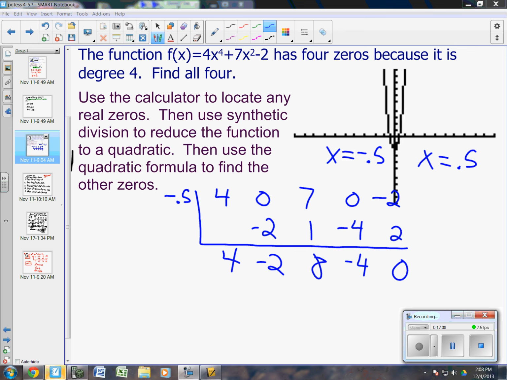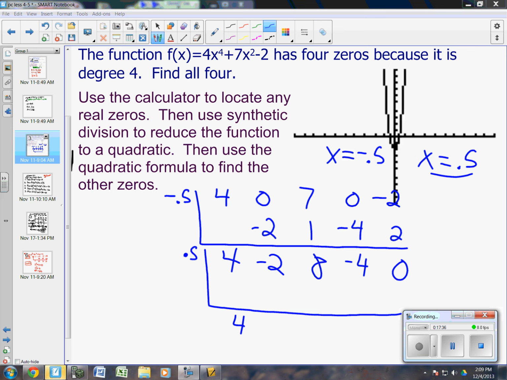Look how easy this is. Now, this is my 4th degree polynomial reduced. This is 4x cubed, I want all eyes to see this right here. This is 4x cubed minus 2x squared plus 8x minus 4. I don't need to write it out. I'm just going to leave it right there, and I'm going to divide the other solution into it, 0.5. So I'm going to put 0.5 out here, bring the 4 down, and I'm ready to do synthetic division again.